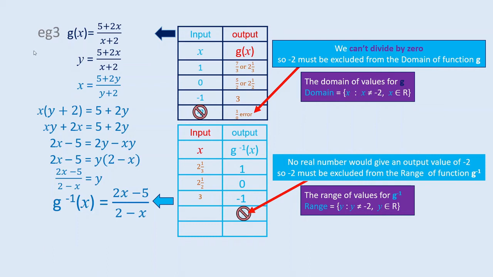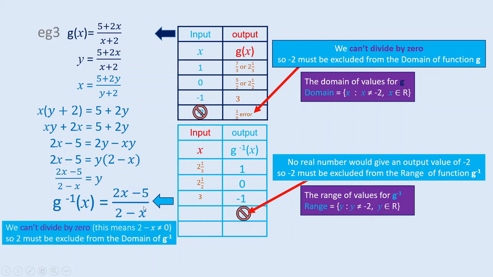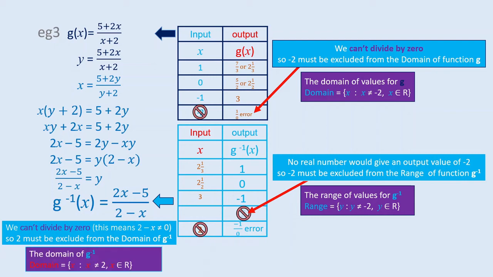But what about the domain of values for this inverse function? Again, it's a fraction, and we know that we can't divide by 0. That means that 2 minus x can't be equal to 0, which means that x couldn't be 2, because 2 minus 2 would be 0. So if I substitute 2 into this function, I would get 2 times 2, which is 4, minus 5. That's negative 1 over 2 minus 2, which is 0. Negative 1 over 0, again, is not a real number. So we exclude 2 from the domain of the inverse function.